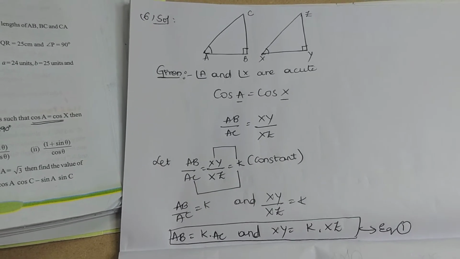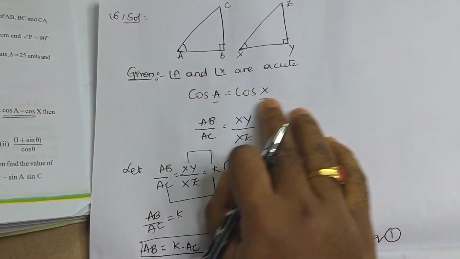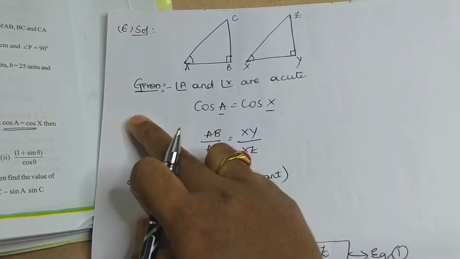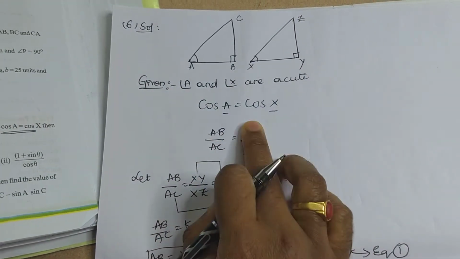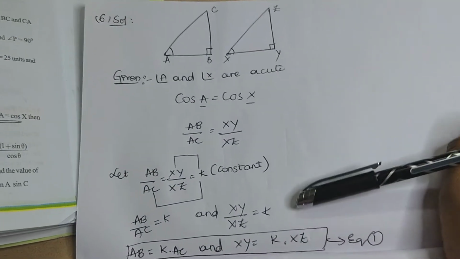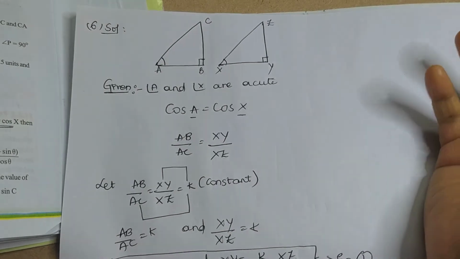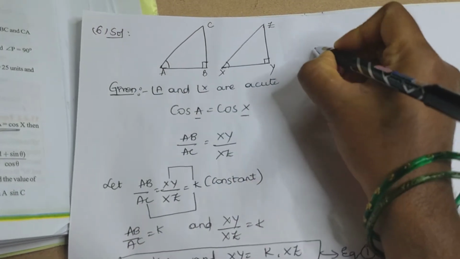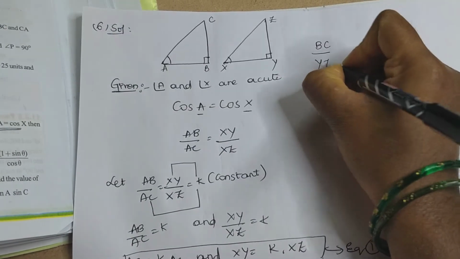Okay, till now it is clear, right? So in the next step what will I do here? When you see here, AB by AC we got and XY by XZ, this is equated with this, as per the given condition. So what are the sides not referred to here? It is BC and YZ that are not referred to. So what will I do? I will just take the ratio of BC by YZ.